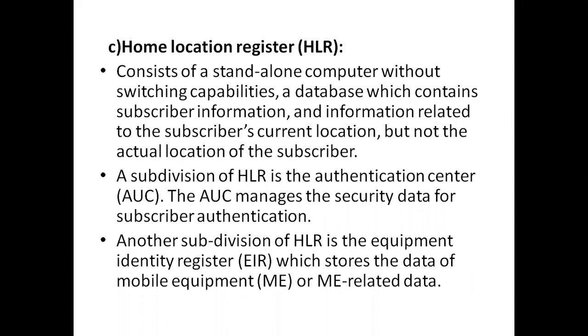So home location register means it consists of a computer and it has a database. The database contains the information about the subscriber and the information related to the subscriber's current location. That is, when the person moves from one location to another location. Let us consider the subscriber moves from home to office. Mostly the subscriber spends his time in the office. And the current location of that subscriber becomes the office.